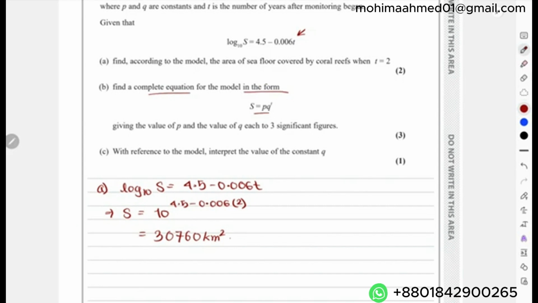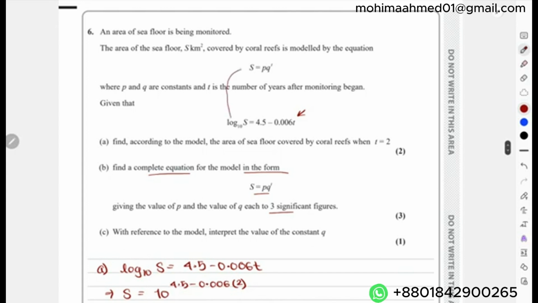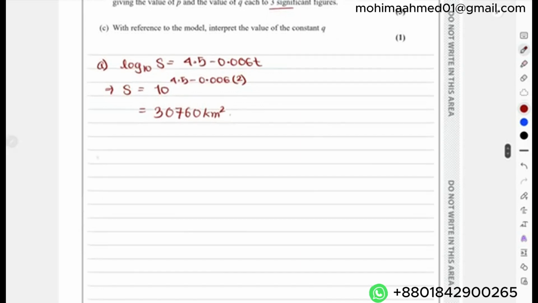Okay, and then again we need to complete the equation for the model in the form of this, so that P and Q are found out, and P and Q have to be in 3 significant figures. Basically you transform this equation and we'll find out the numerical values of P and Q. So for that we are already quite close to this. S is equal to 10 to the power of 4.5 minus 0.006 t, right?